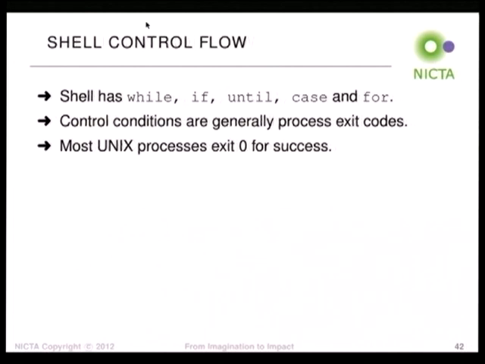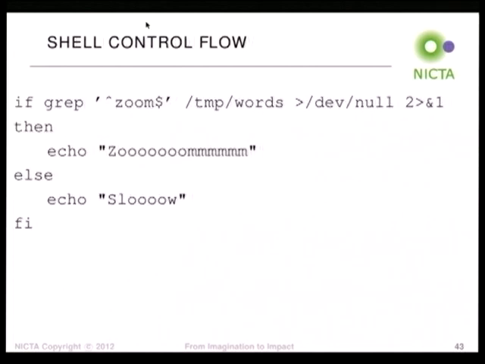They all do what you'd expect them to do, except that their argument, except for for, is a command. So, if grep zoom in temp words, and we're going to throw away the output entirely, /dev/null is a special file that just swallows anything you send to it and throws it away. It used to be called /dev/rathole a very long time ago. We can do the same thing with grep -q. If you've got grep -q, you can do the same thing. I've found that your mileage may vary.